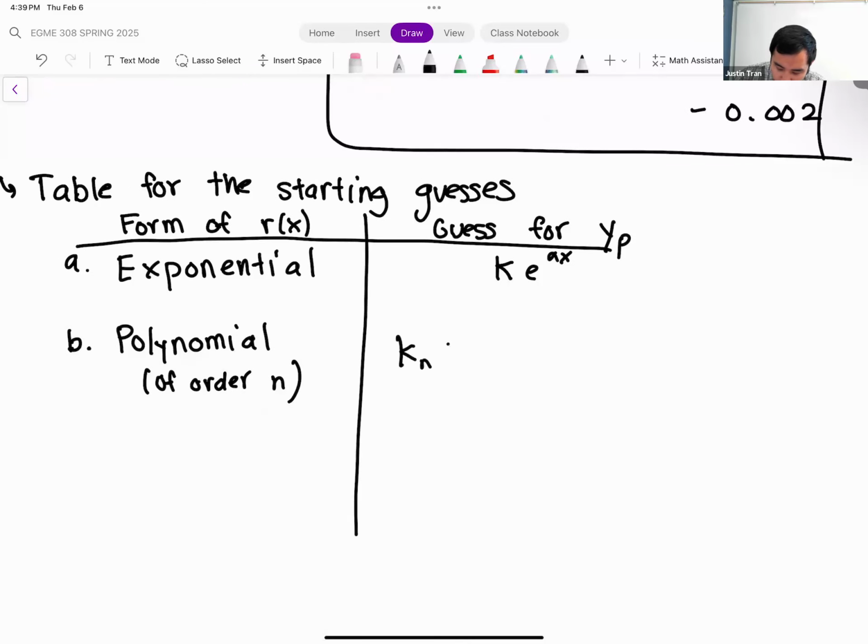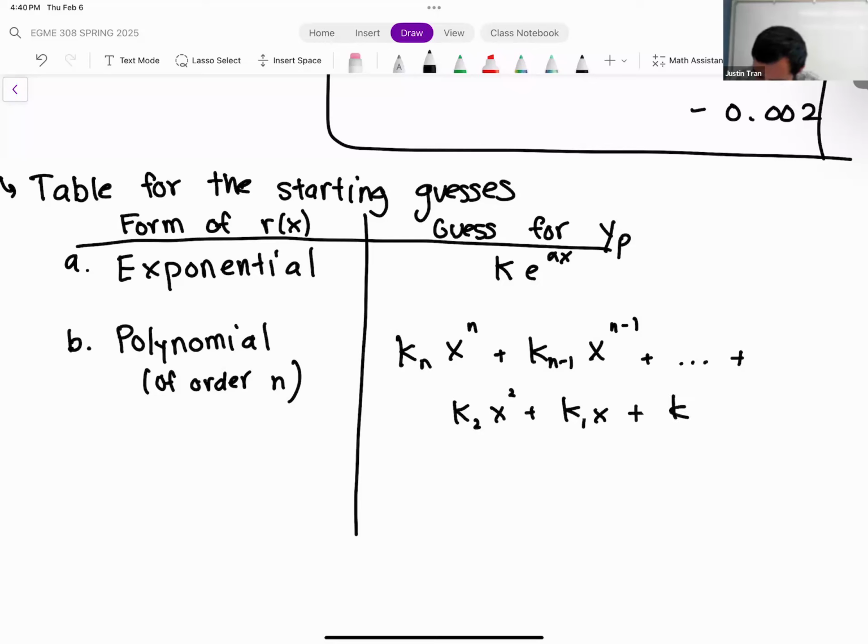So we have Kn x to the n, plus Kn minus 1 x to the n minus 1, plus and so on. Theoretically, if you have a 10th order polynomial, your guess is going to have 10 terms, or excuse me, 11 terms, going all the way down to K2 x squared plus K1 x plus K0. So the polynomial one can get out of hand very quickly if you have a very high order polynomial.